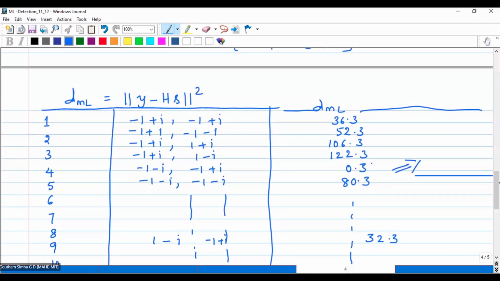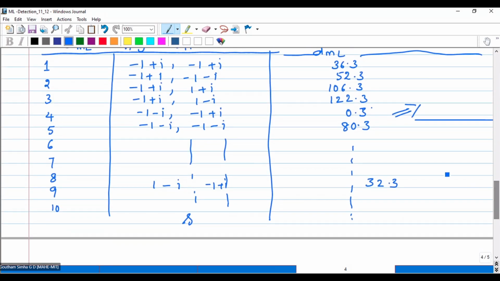So if you look at this, similar values like -1 plus I and -1 plus I give a pretty low value, that is 36.3. And for -1 minus I and -1 plus I, there is only one change, so the metric shows a smaller distance.